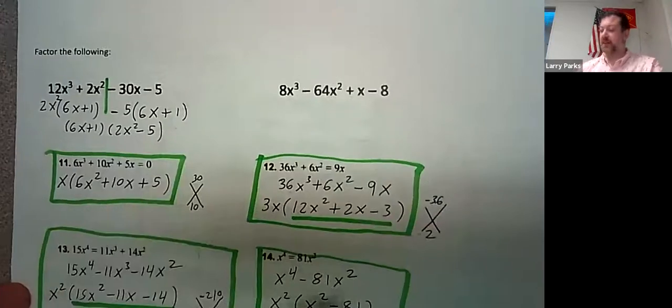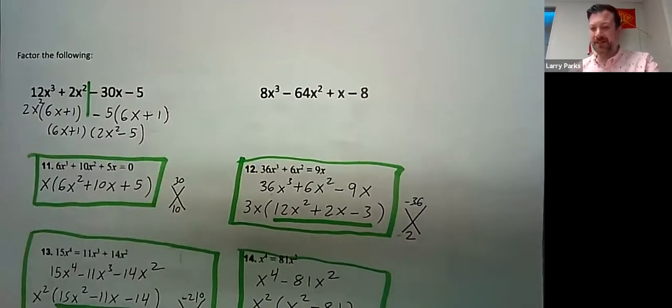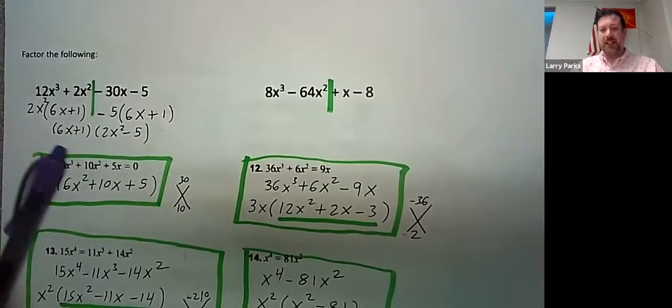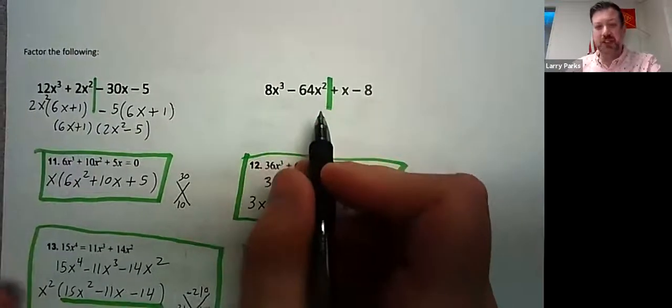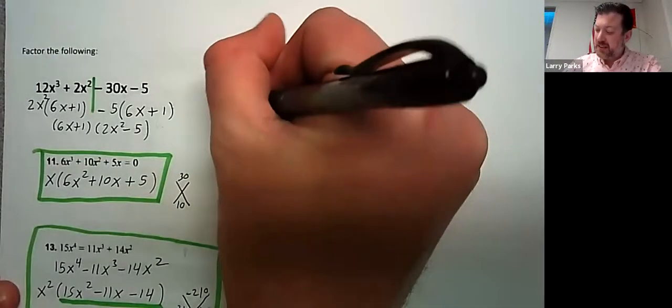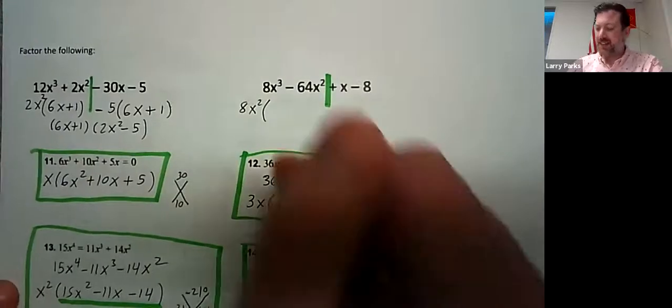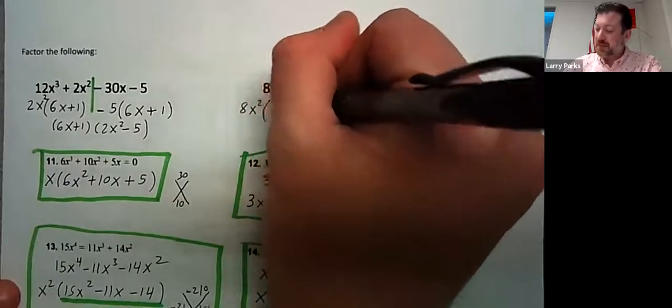Okay. And then finally, our last one, break it in half. Look on the left. What's the GCF between those two? 8x squared. What's left over? X minus 8.